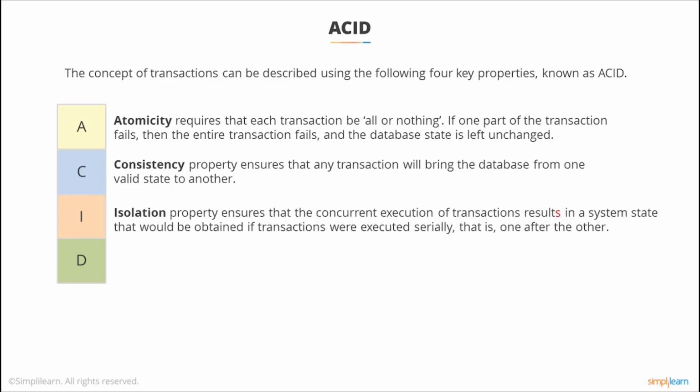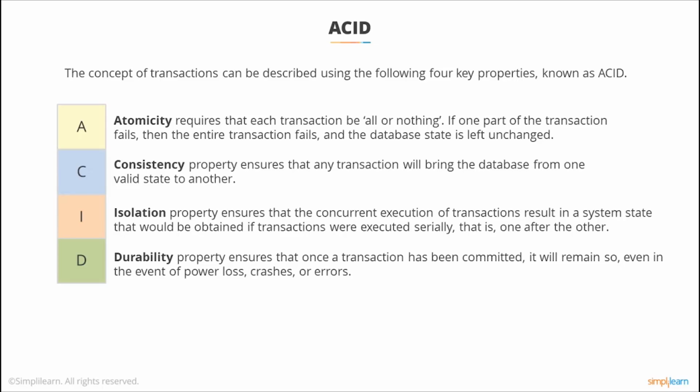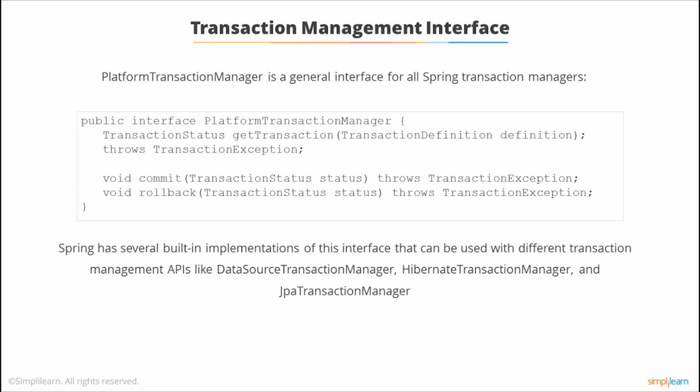Isolation ensures the concurrent execution of transactions results in a system state that would be obtained if transactions were executed serially, that is, one after the other. Durability property ensures that once a transaction has been committed, it will remain so even in the event of power loss, crashes, or errors. Platform Transaction Manager is a general interface of all Spring transaction managers.